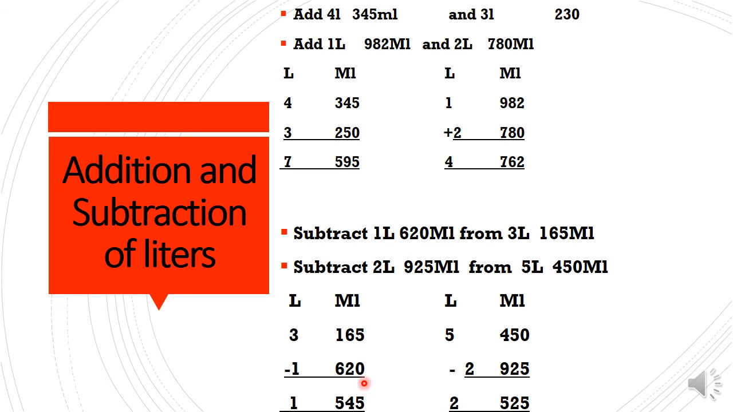5 minus 0 is 5. 6 minus 2 is what? 4. 1 minus 6 is not possible. We borrow 1 from 3, we put it here, we have 11 minus 6 gives us 5. So when we take 1 from this tray, we are left with 2. That is why we have 2 minus 1. That's why we have 1 as our answer right here.